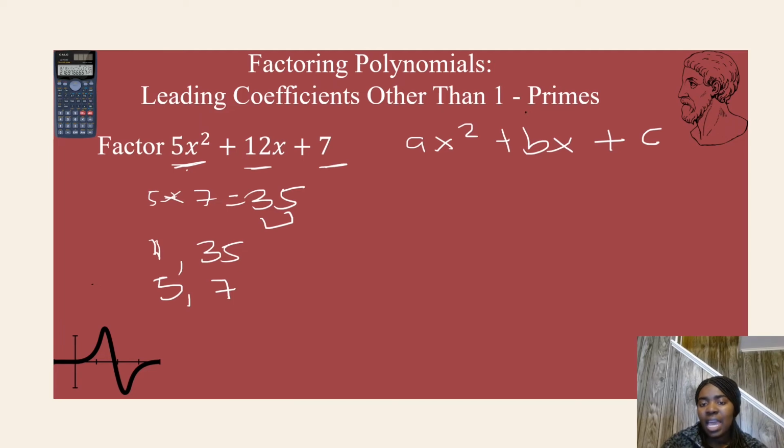Okay, now what's the other rule? The factors have to add up to b. So 1 and 35, that's 36, so that's not what we want. 5 and 7 is 12, so this is exactly what we want. Okay, that's awesome. Now we're going to rewrite our trinomial here.